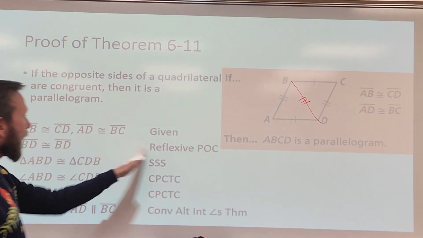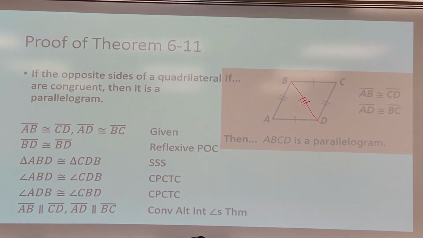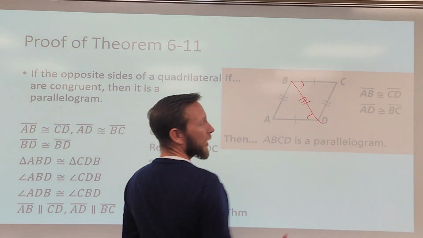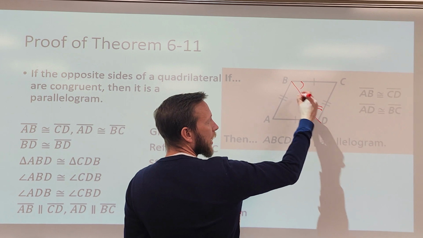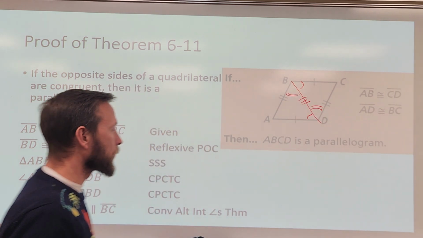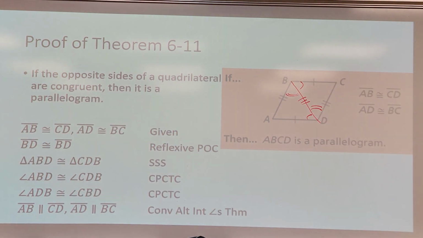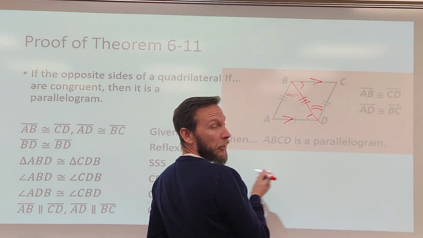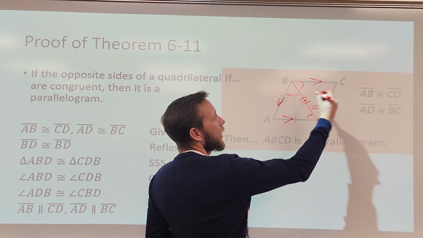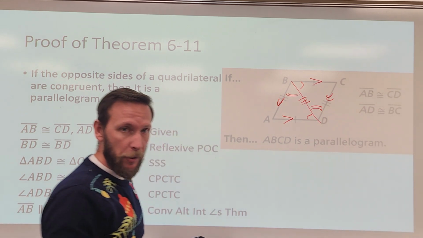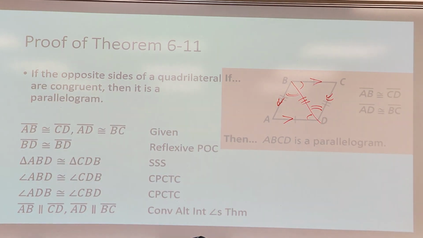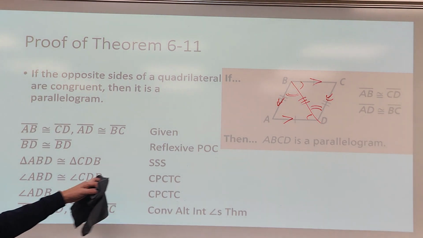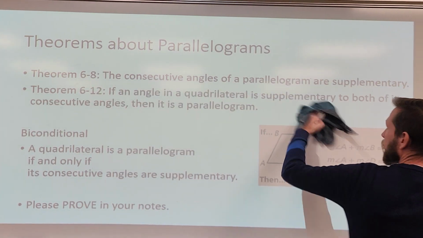When I draw in that diagonal, I have congruent triangles by side, side, side, which means that these angles are congruent by CPCTC, and these angles are congruent by CPCTC. Well, folks, if those angles are congruent, then these segments are parallel by the converse of the alternate interior angles theorem, and these segments are parallel by the converse of the alternate interior angles theorem. So again, thinking about these forwards and backwards. Write that information down, write that proof down.